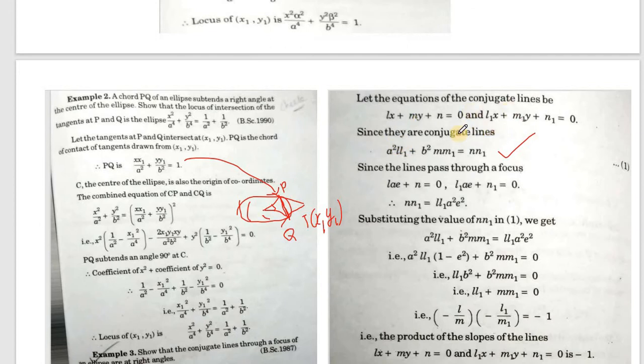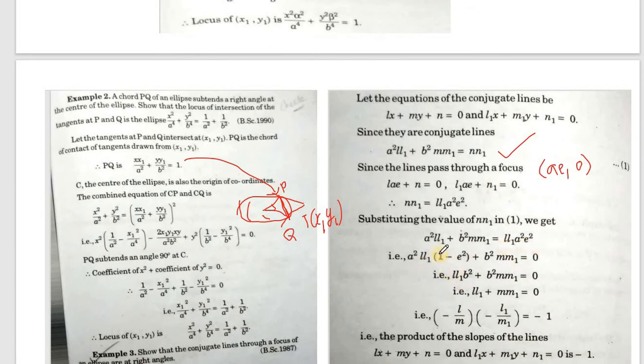Since they are conjugate lines, you have this equation. But you're also given that the lines pass through a focus. We have two foci, but here we should consider that passing through the focus (a, 0). So you have this. From these two equations you will get nn1 is equal to this. Now substituting the value of nn1 in this equation, you get this.